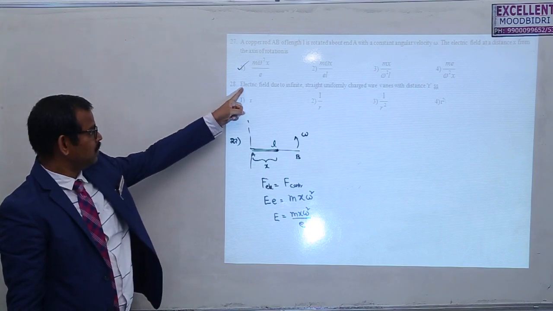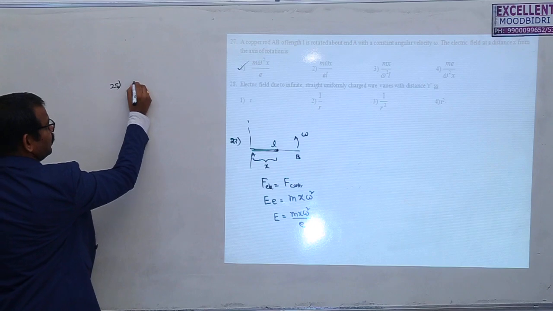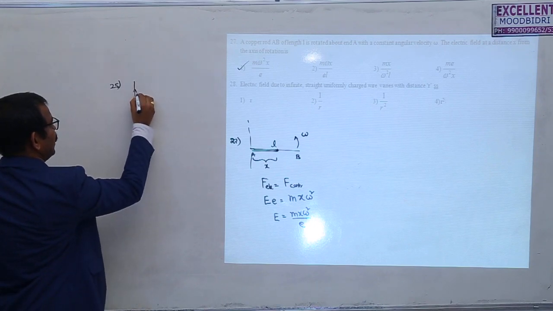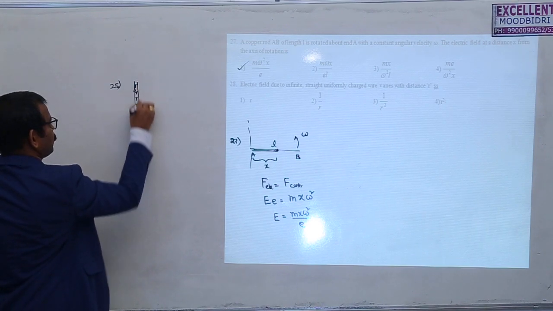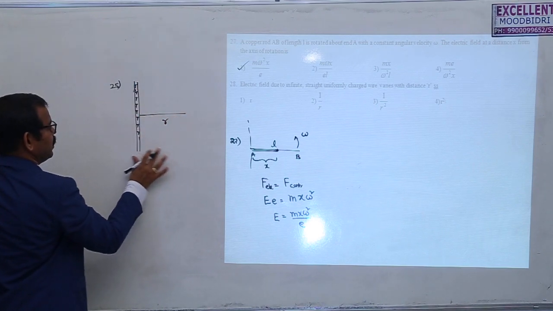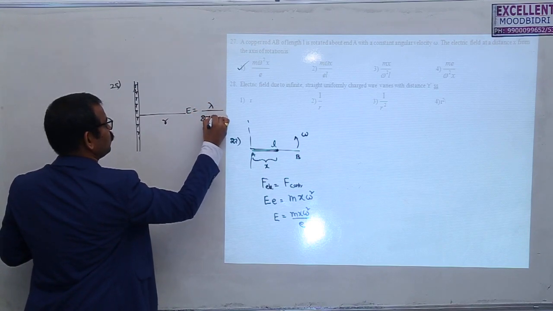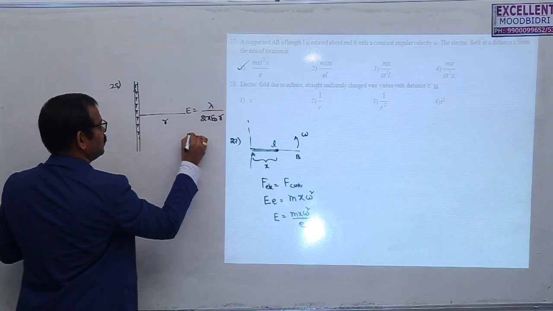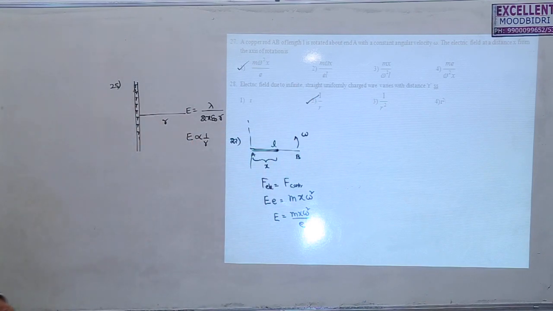Second one, similar problem, same concept: electric field due to a straight infinite charged conductor. From Gauss law, if it is carrying some charge per unit length lambda, at a distance r the equation for electric field is given by lambda by 2 pi epsilon naught r. E is inversely proportional to r. So option 2 is correct.